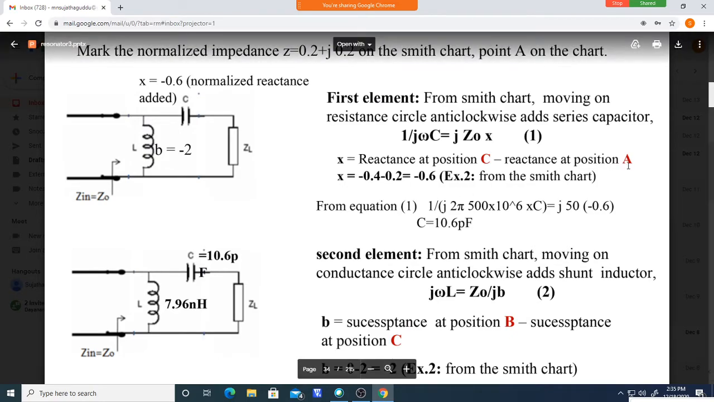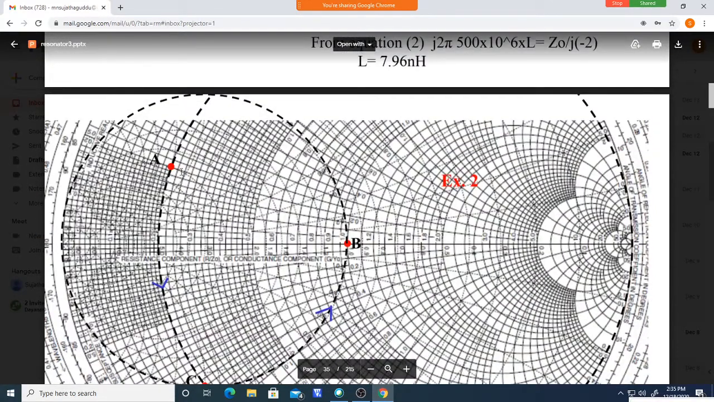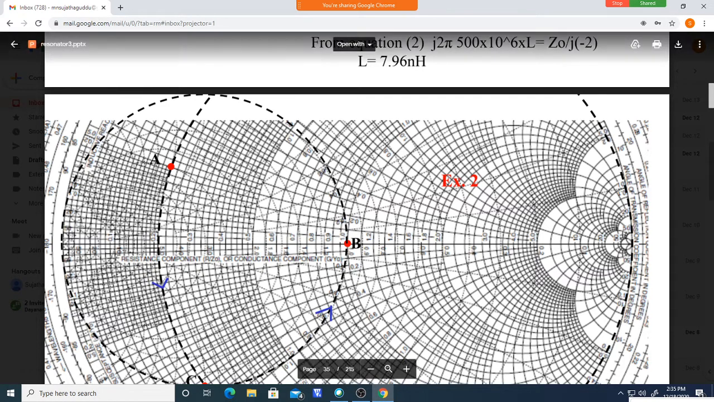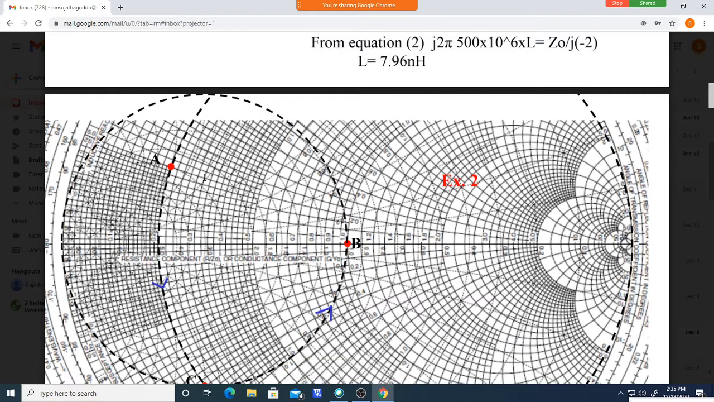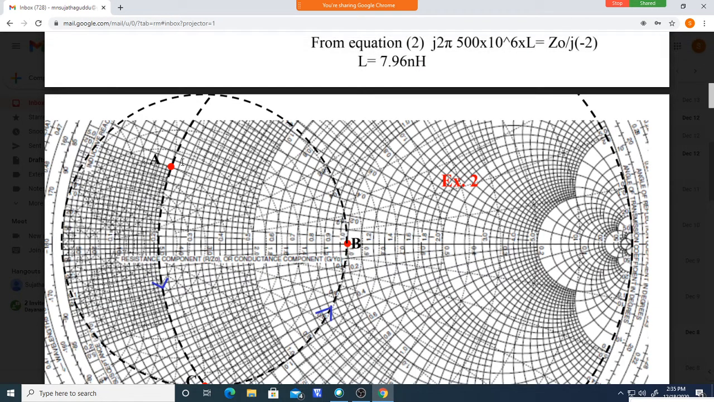Next, what is the reactance at A? Again, you see the reactance circle. This is the reactance circle. What is that value? It is 0.2. You should take the value written above. So the reactance circle passing through here is this one, and its value is 0.2 here. This one is not passing, and this circle is also not passing.